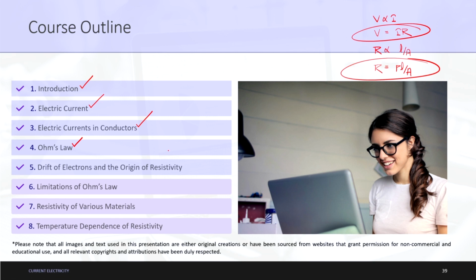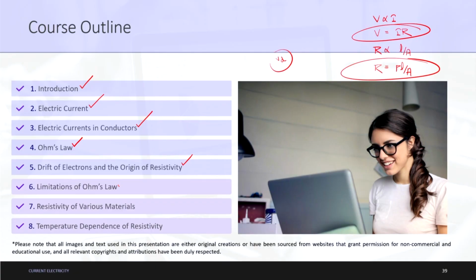Then next was the drift of electrons and the origin of resistivity, in which we formulated the formula for small Vd, that is the drift speed, and defined it as drift speed. Similarly, in the origin of resistivity, we found out how the concept of resistivity came into the picture. We conceptualized conductivity, that is 1 by rho, and then by the reciprocal of conductivity we can get the concept of resistivity.